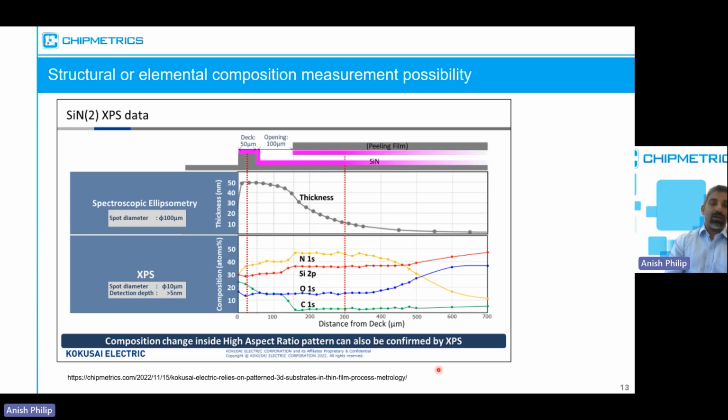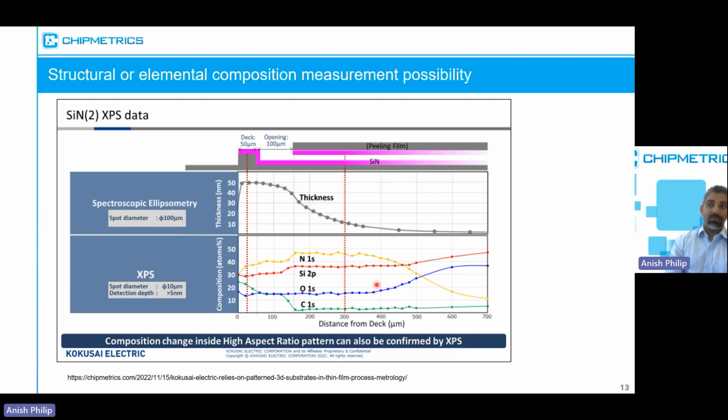Then you can also combine any other analytical devices. For example, here our customers like Kokusai were monitoring their process for silicon nitride, and for their process they were using this XPS line scan for elemental composition monitoring. The best thing is you can measure the elemental composition as a function of the penetration depth on your sidewalls.